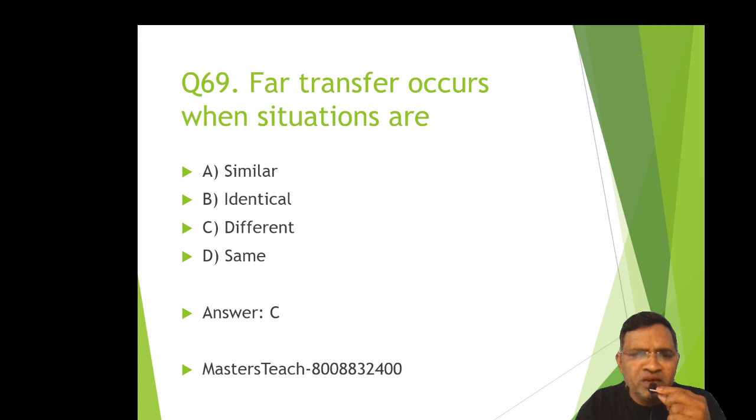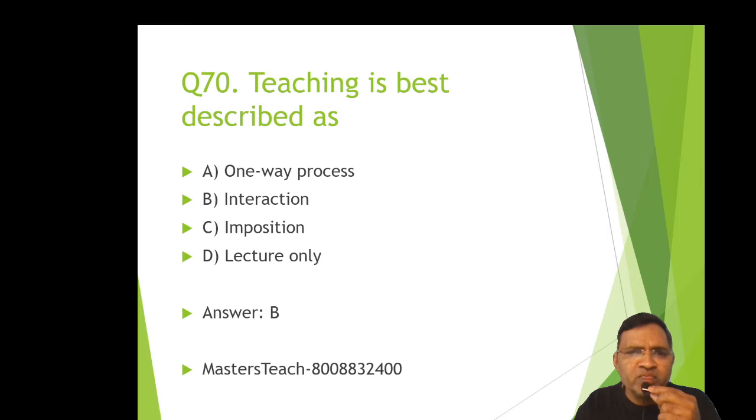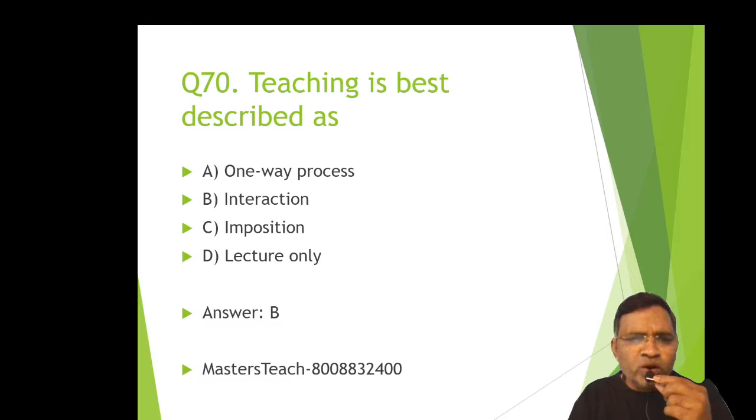Then far transfer occurs when situations are A. Similar, B. Identical, C. Different, D. Same. Far transfer occurs when situations are different. Answer C. Teaching is best described as A. One-way process, B. Interaction, C. Imposition, D. Lecture only. The answer is teaching is best described as interaction.